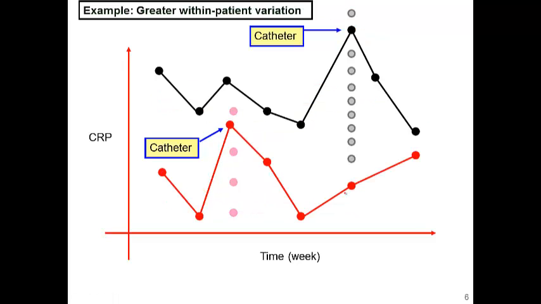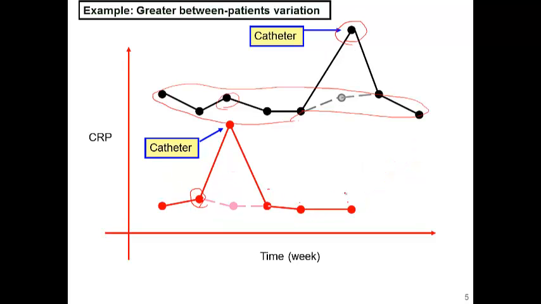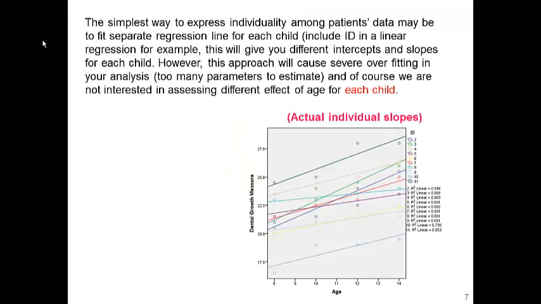So using random effect, one of the goals in today's lecture is I want you to think how we can introduce difference between patients, so that we can remove between-patient variation, then analysis can focus on what happened within patient. The simplest way to express between-patient variation, I call it individuality among patients, maybe, is to fit a separate regression line for each child.